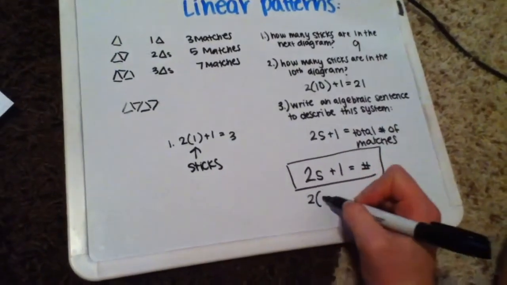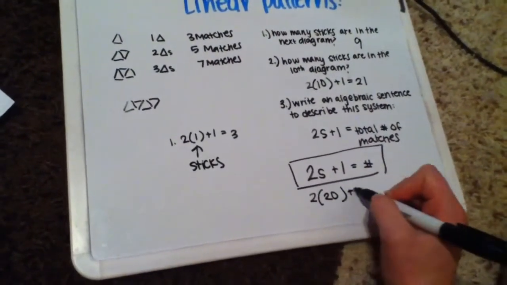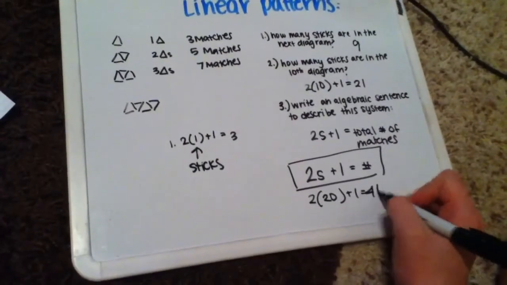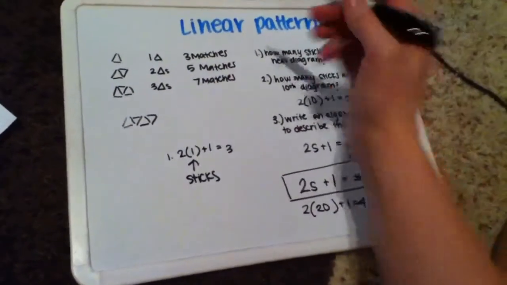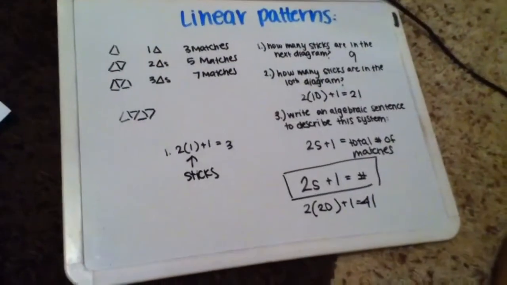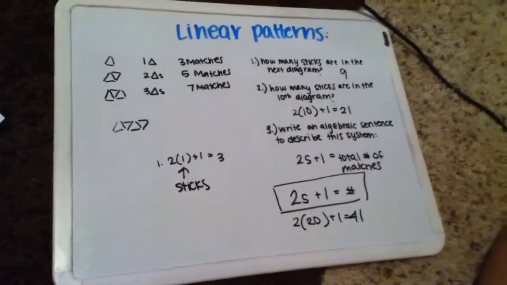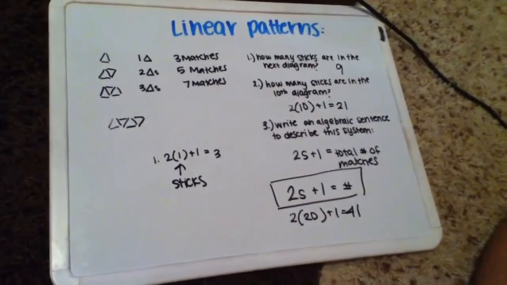We could go 2 times 20 plus 1 would equal 41. So now we know what the 20th would look like without going through each individual one. So this logic will be easy for students to understand, and it'll also save a lot of time in the process.